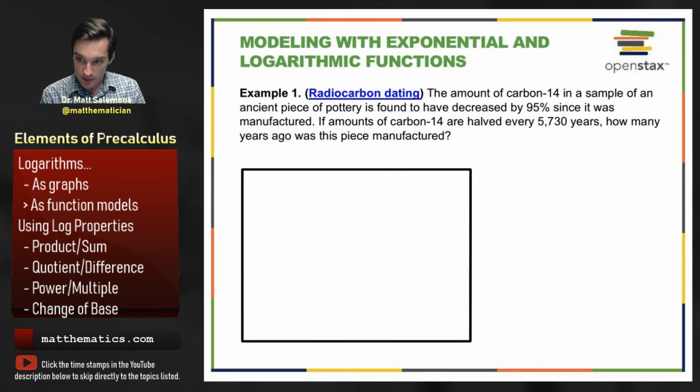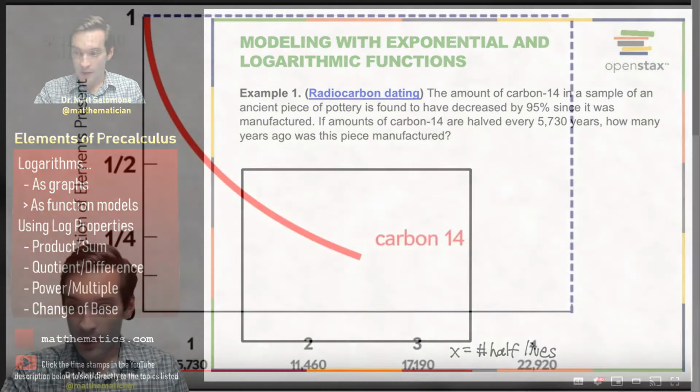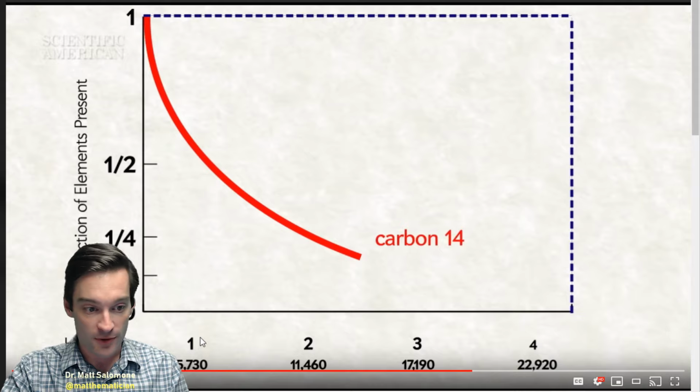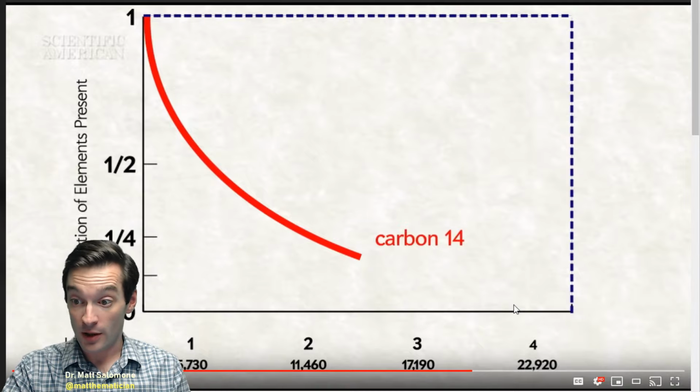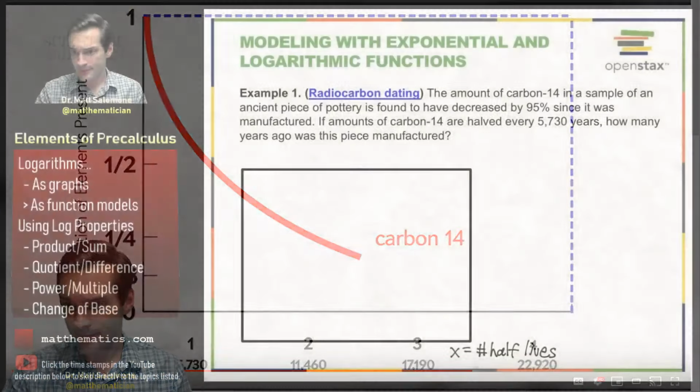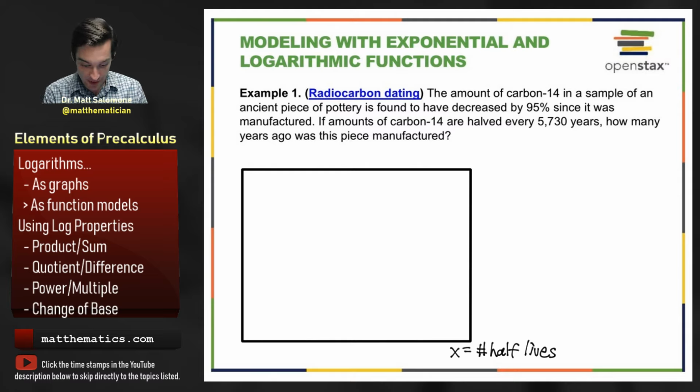If we say, for example, that my x variable is the number of half-lives, so this is going back to the graph from the Scientific American video, which I think is a very good one, I'm going to think of these numbers 1, 2, 3, 4 as being my x values, but each one of those is really a certain number of years, right? 5,730 years for each one of the half-lives that we get.